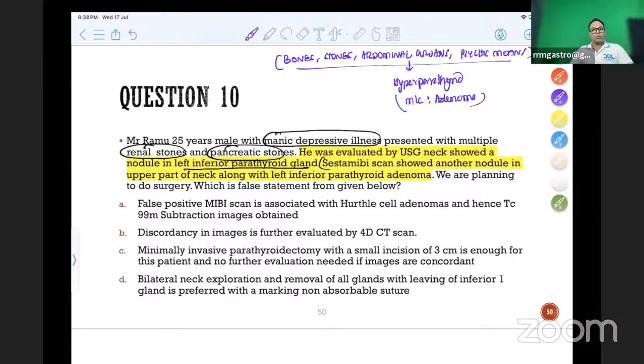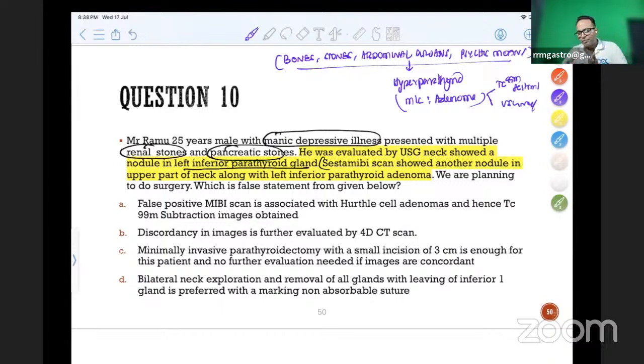That is the question. So, the adenoma is evaluated by 2 tests: technetium 99m Sestamibi scan and ultrasound of the neck. These are the 2 investigations that should be done. Now, the Sestamibi scan showed 2 nodules, whereas ultrasound showed 1 nodule, that is in the left inferior. We are planning to do surgery; which is the false statement from the statements given below.